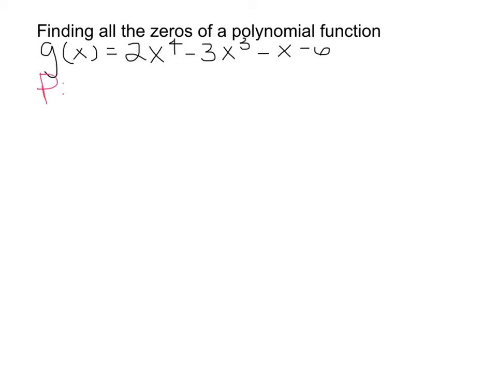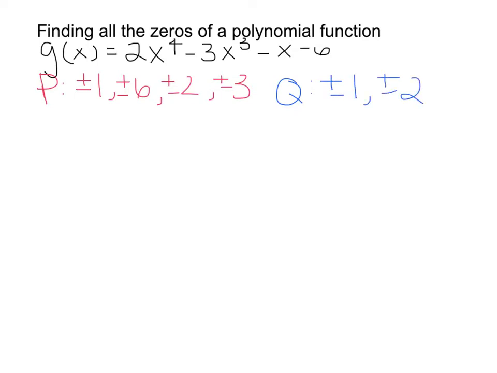So p are numbers that multiply to 6, so plus or minus 1, plus or minus 6, plus or minus 2, plus or minus 3. I just write them in that order so I don't miss any. I know 1 times 6 is 6 and 2 times 3 is 6. If you wanted to write it from lowest number to the highest number, it would be the same thing. Okay, so then q is the number in the front, so q is 2, so numbers that multiply to 2 are just plus or minus 1 and plus or minus 2.